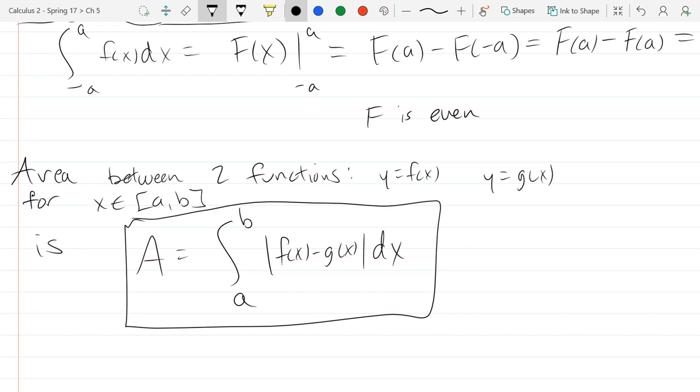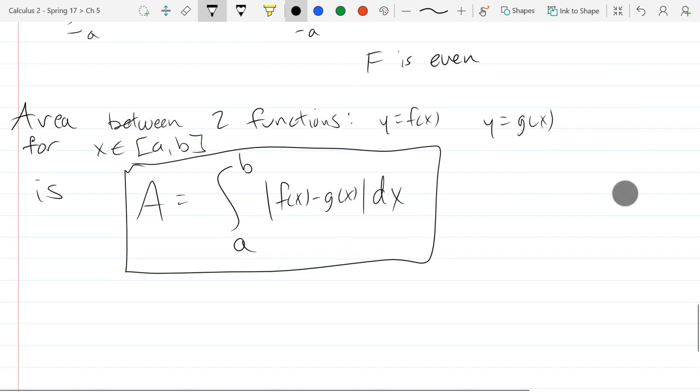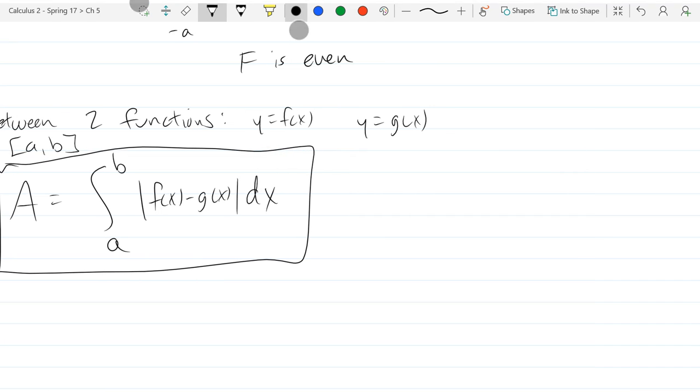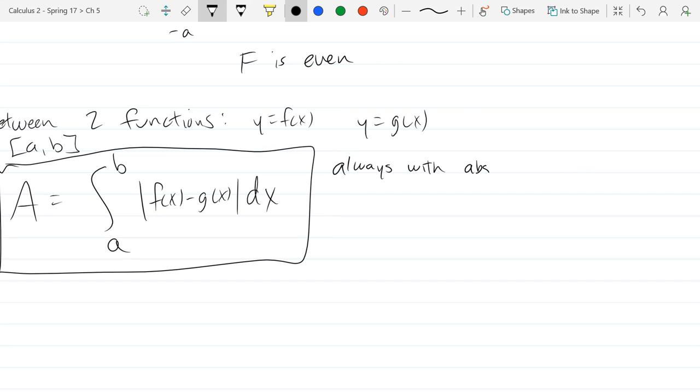So here's the area for the area between two functions, f and g. All right, this has an absolute value in it. How did I tell you to deal with absolute values in calculus? Split it up. So what type of function are we going to create? A step function, or a piecewise function, however you like to call them. So always with absolute value. And when I say always, I mean always in calculus class. This is true for derivatives and antiderivatives.